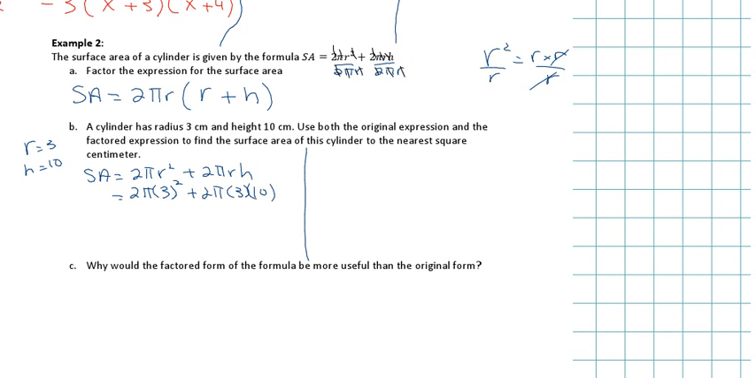The question is telling you to use both the original expression and the factored expression. So they want you to compare both of them. It's 2 times pi times basically 9.